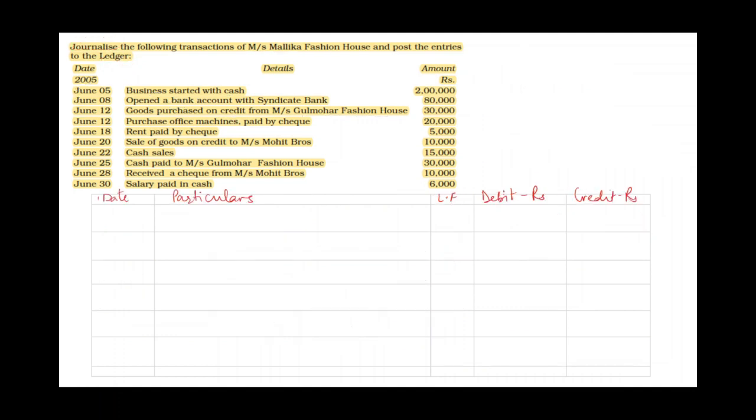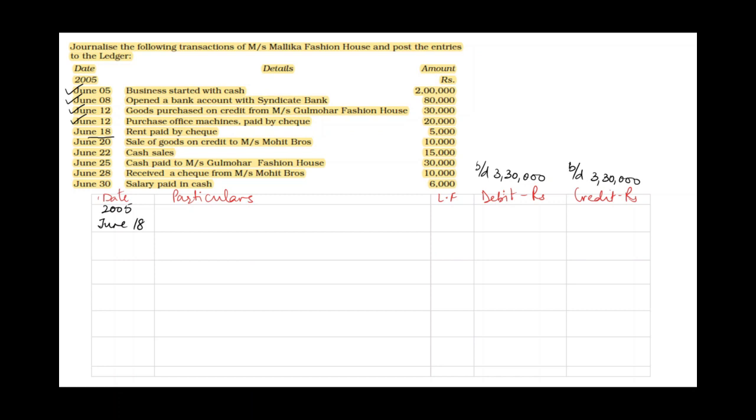Okay, here. So I will say brought down 3,30,000. Brought down 3,30,000. Both are tallying. So I had completed in my earlier page this, and this. Now I'm coming to rent paid by check on June 18th. So June 18th. Rent paid by check.